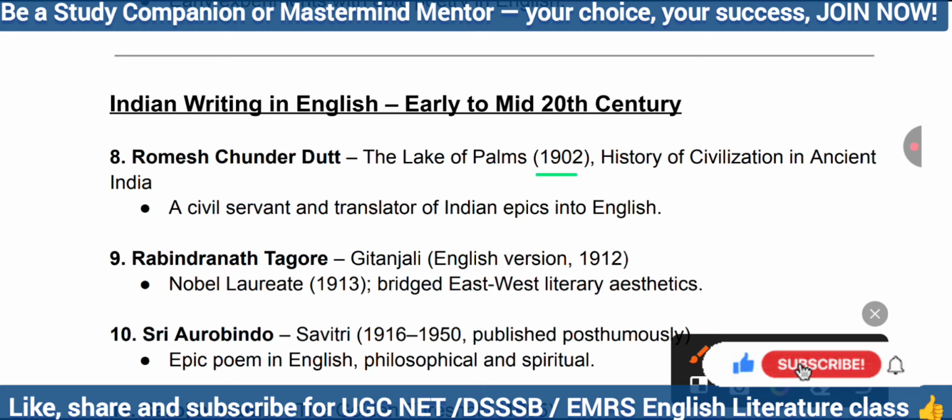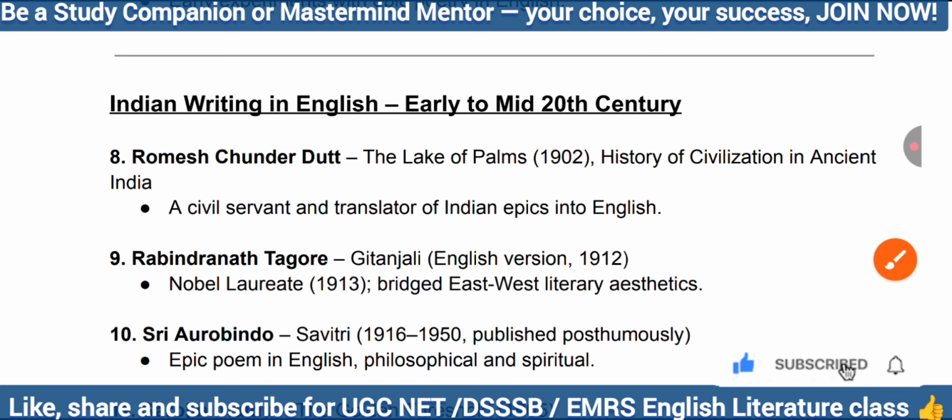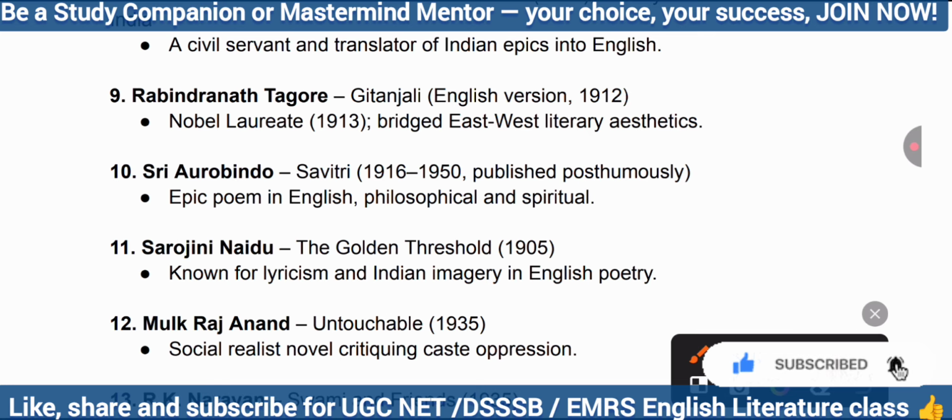who was a civil servant and translator of Indian epics into English. Then Rabindranath Tagore, Gitanjali, the English version 1912, very important work, who was a Nobel laureate and bridged East-West literary aesthetics. Later on, we will see a lot of writers who started writing their work in the English language.